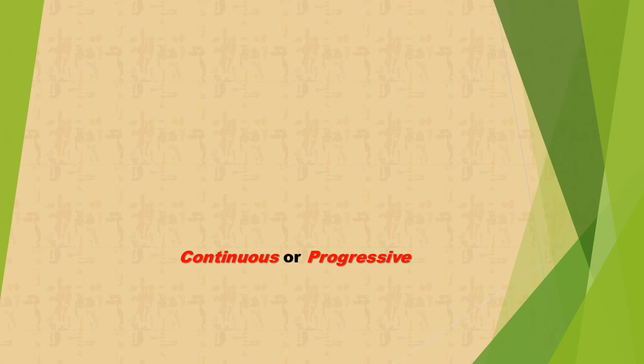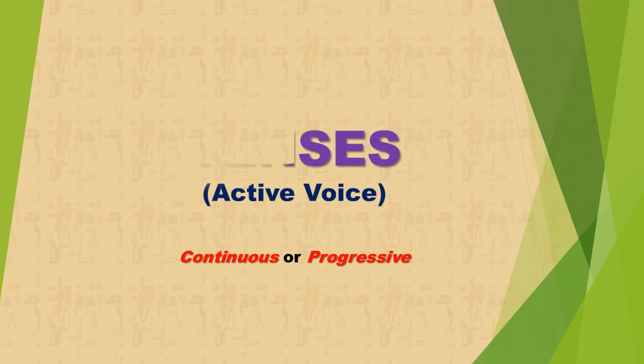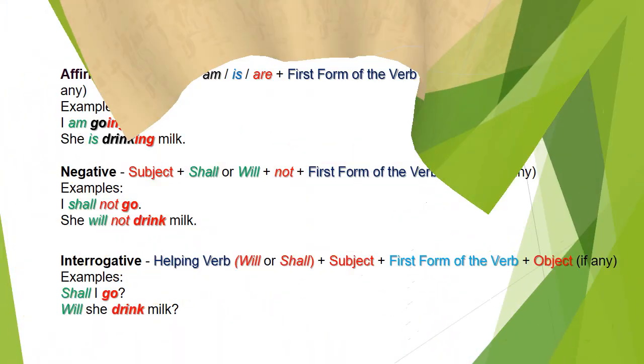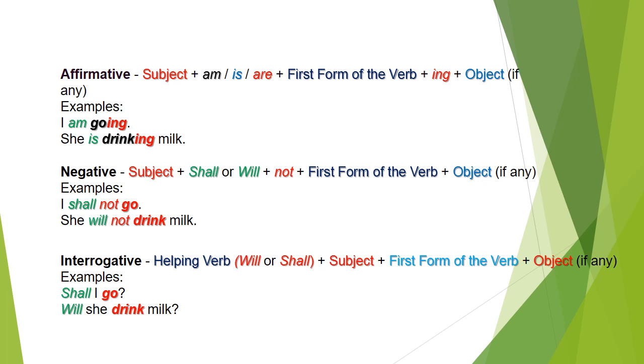Today we are going to study about continuous or progressive tenses. The continuous or progressive tense shows an action that is, was, or will be in progress at a certain time. Let us begin with present continuous or progressive tense.